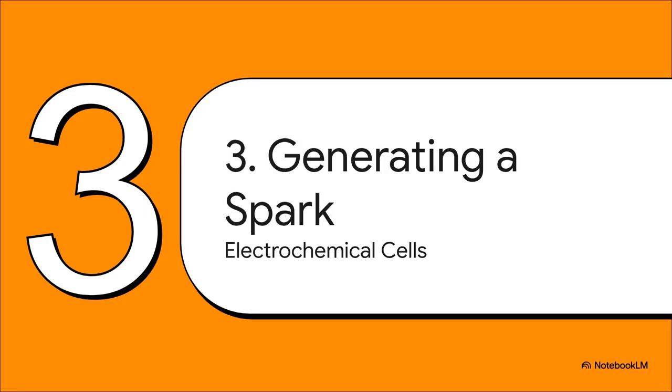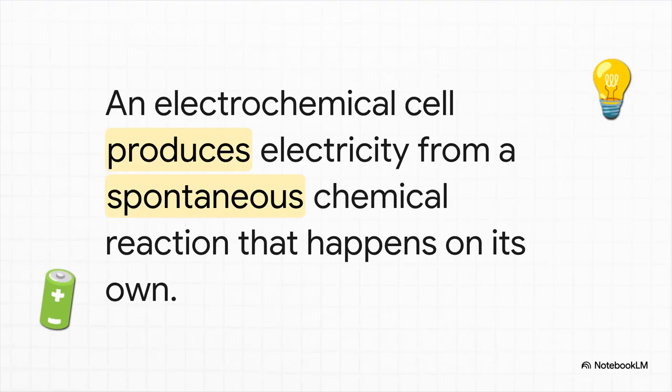So we've got this natural flow of electrons. That's cool. But how do we turn that into something useful? Well, now we're going to see how chemists have figured out how to brilliantly harness this tendency for electrons to move and literally use it to generate a spark. This right here is the basic idea behind every single battery you have ever used. It's called an electrochemical cell. What it does is it takes a chemical reaction that wants to happen all on its own, a spontaneous reaction where electrons are just eager to move, and it captures that movement as electricity.